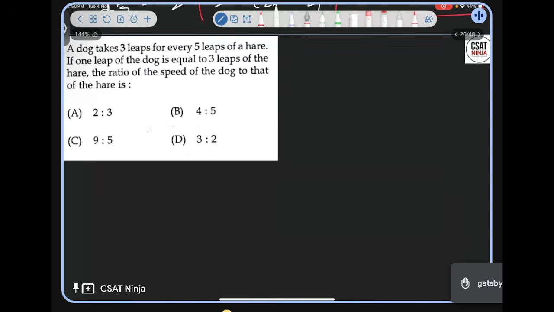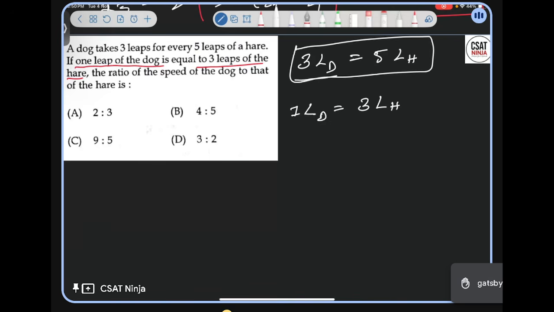A dog digs 3 leaps for every 5 leaps of a hare. That means 3 leaps of the dog will be equal to 5 leaps of the hare. That's the first part of the question. The second part of the question is: 1 leap of a dog is equal to 3 leaps of a hare. So we have two things here, this one and this one.